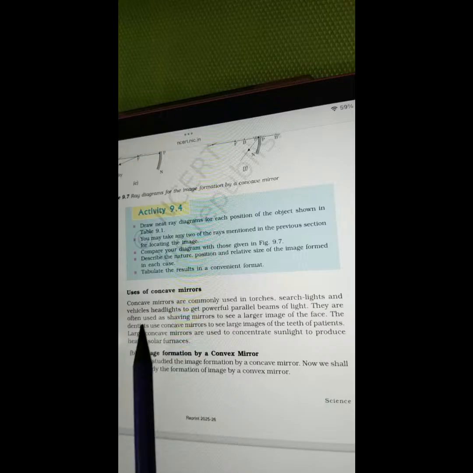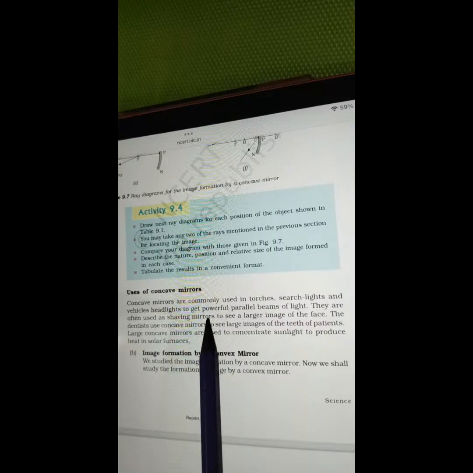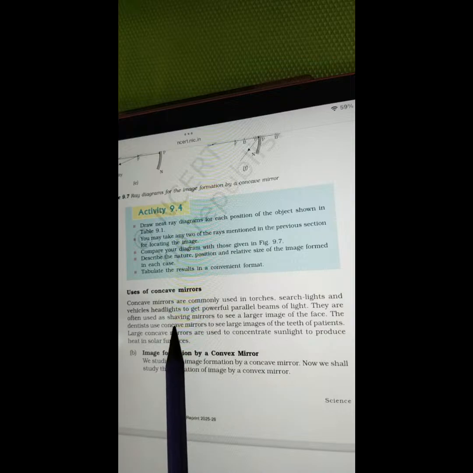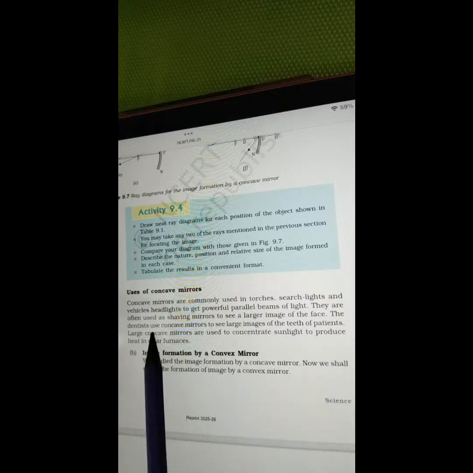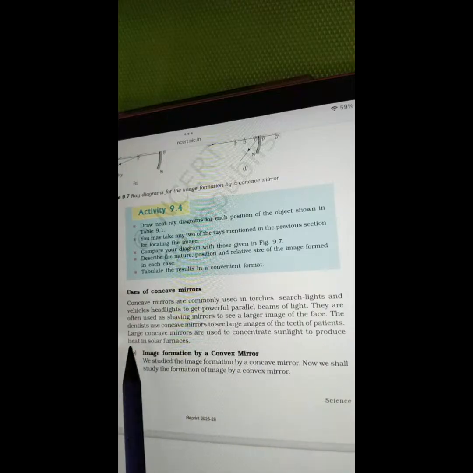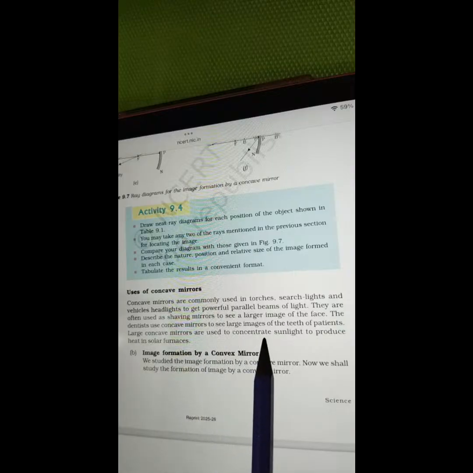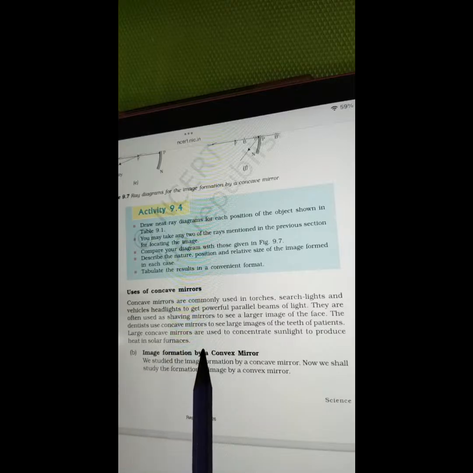Use of concave mirrors. Concave mirrors are commonly used in torches, searchlights, and vehicle headlights to get powerful parallel beams of light. They are often used as shaving mirrors to see a large image of the face. Dentists use concave mirrors to see large images of the teeth of the patients. Large concave mirrors are used to concentrate sunlight to produce heat in solar furnaces.